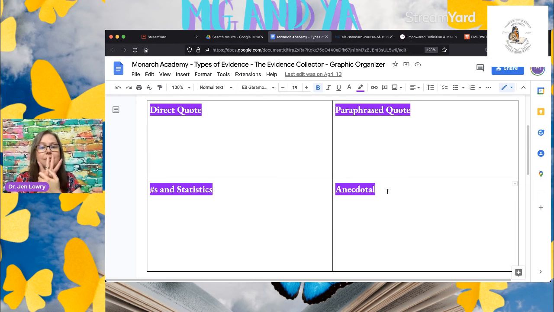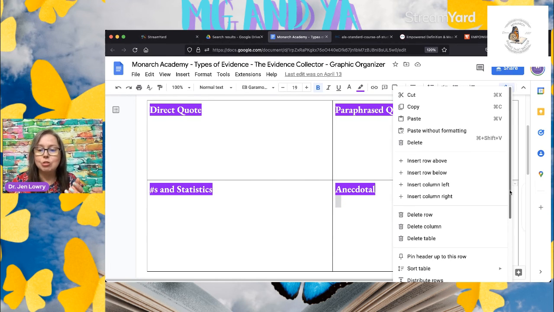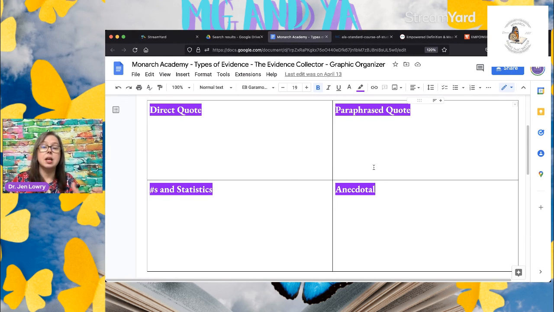These are the 4 types of evidence that you're most often going to find. And if somehow you found some new ones and you're like, oh, Jen missed some, you know what? Come right here. Guess what you can do? You can insert yourself a row and make yourself another part of the chart, because we're always learning and always growing, and you may start to notice new things and new patterns. You may want to collect that evidence too.